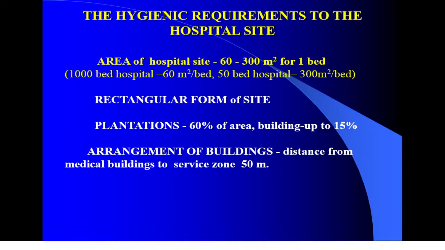And it is obligatory to have convenient approach roads to the hospital site, a minimum of two. Usually one is the way to the main entrance of the hospital, and the second one is for the service zone, which usually is combined with the pathological department. This must be a separate road for this part.